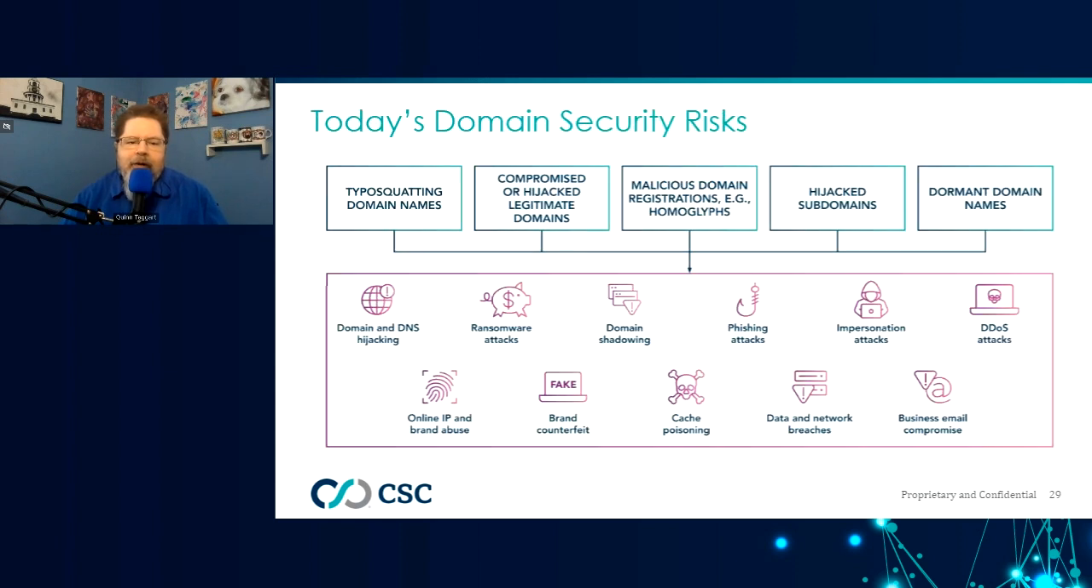So when we look at the types of risks, if you've got typo squatting, malicious domain registrations, hijacked subdomains, and the like, one of the key things that's come out of the woodwork in the last little while are dormant domains. So domains that are registered, but they don't appear to be live at the moment. But below the surface, they can still have active mail set up on them, and they can be used for a variety of different delivery methods.